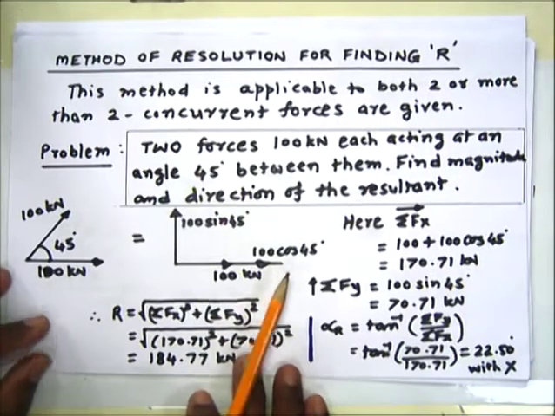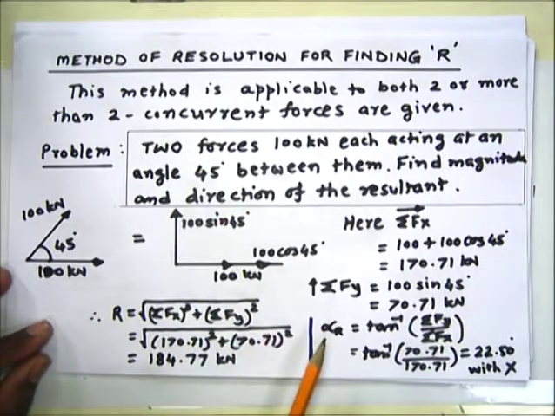You also need to find the direction of that resultant force, that is alpha R, which is given by tan inverse sigma Fy divided by sigma Fx. So tan inverse of 70.71 divided by 170.71. Simplifying this, we will get the value 22.50 degrees, and mind well, it is giving the value with respect to the positive x-axis. If it is positive, it is measured from the positive x-axis in the anti-clockwise direction. If this value comes minus, then it will be with the x-axis but in the clockwise direction.